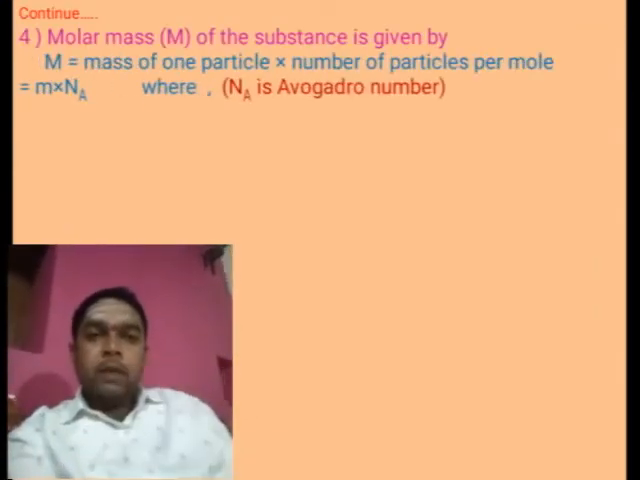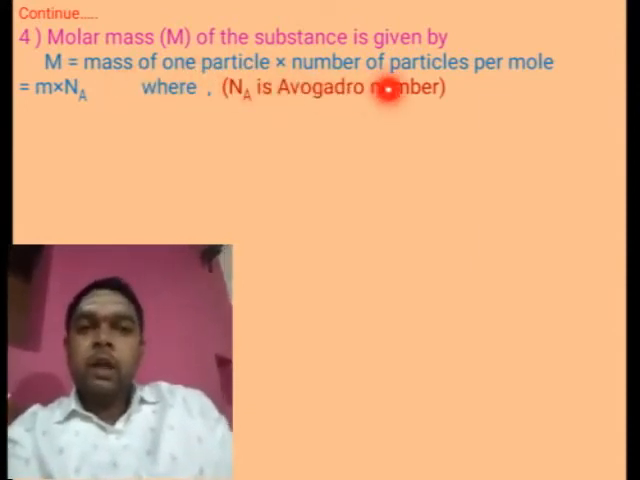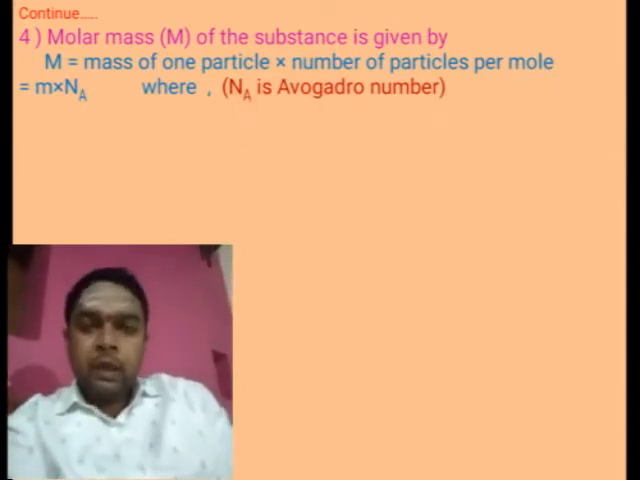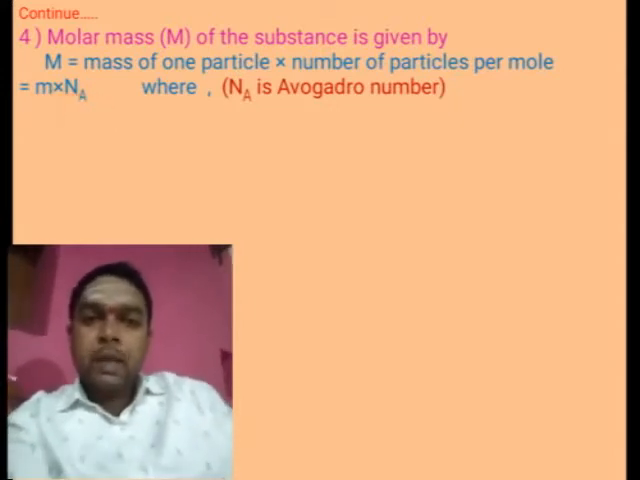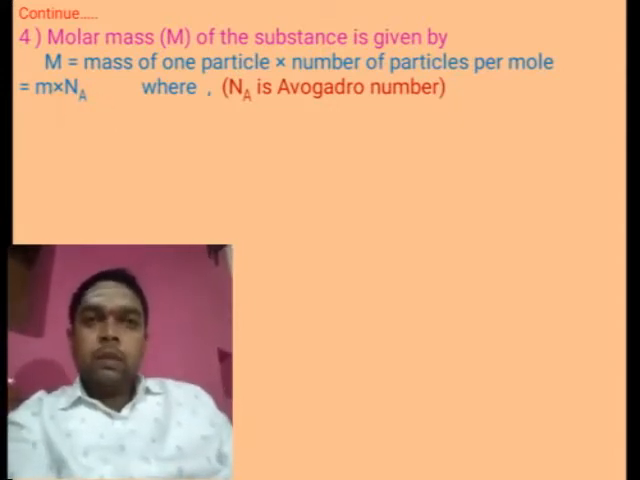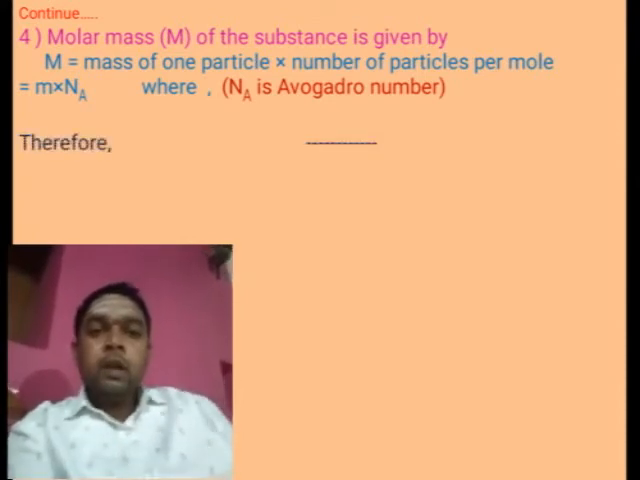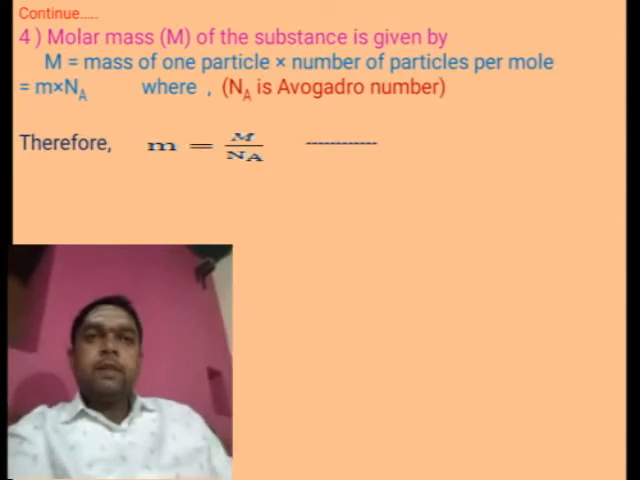Therefore, the molar mass M of the substance is given by M equal to the mass of one particle into the number of particles per mole, that is, the Avogadro's number N_A. This is equal to N_A into m, that is, m into N_A, the mass of the particle into the Avogadro's number. Therefore, m, the mass of the particle, is M, the molar mass, upon N_A. This is equation number 1.